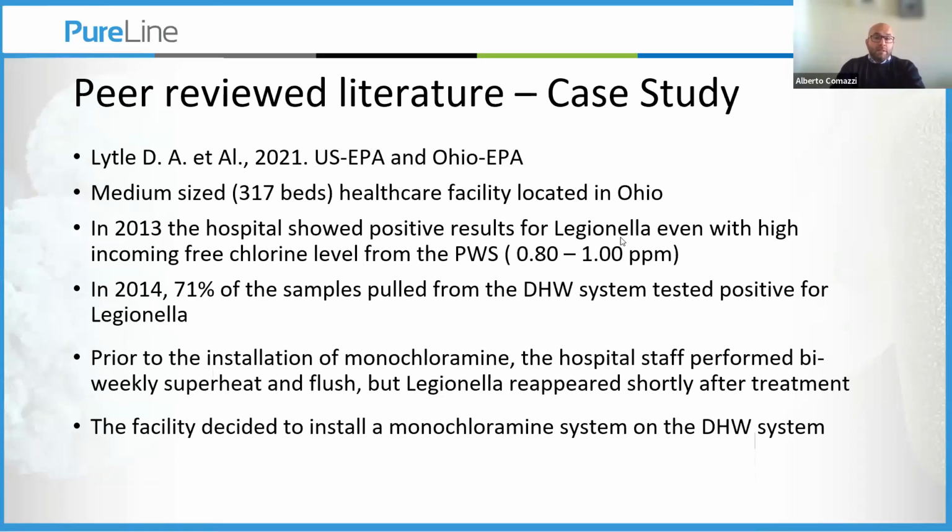In 2014, they ran another round of samples and realized they had a 71% Legionella positivity on their domestic hot water system. The hospital decided to perform some short course remediation, such as heat and flush. But even though the Legionella levels decreased right after the treatment, they started to climb back up shortly after. So that's why the facility decided to install a monochloramine system on their domestic hot water system.